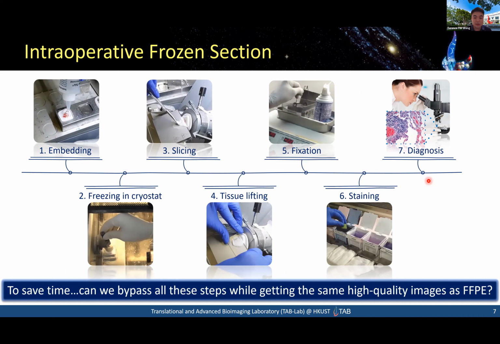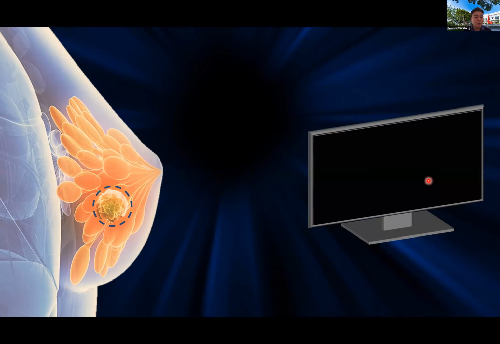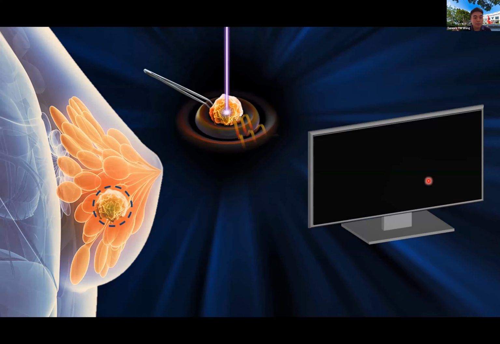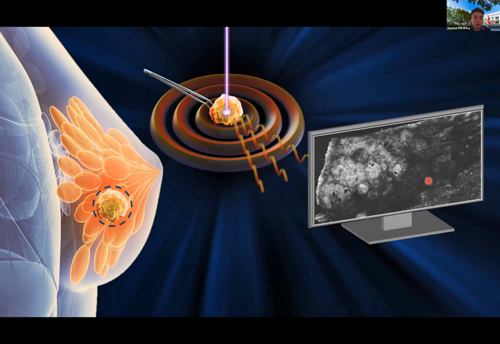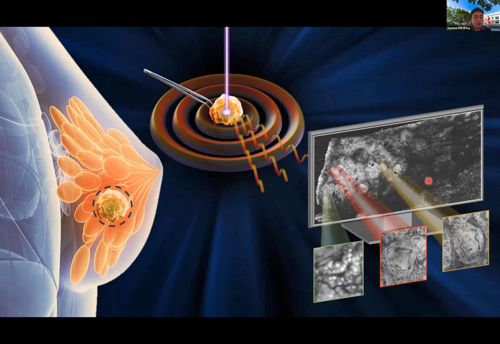It's not very fast, although it's the fastest process now already. So we ask ourselves, is it possible? Intuitively, it would be something like this. We excise the tissue out from our body, shine it with some sort of lasers or light sources. At the end, we can reconstruct some very high resolution images that histopathologists can understand.